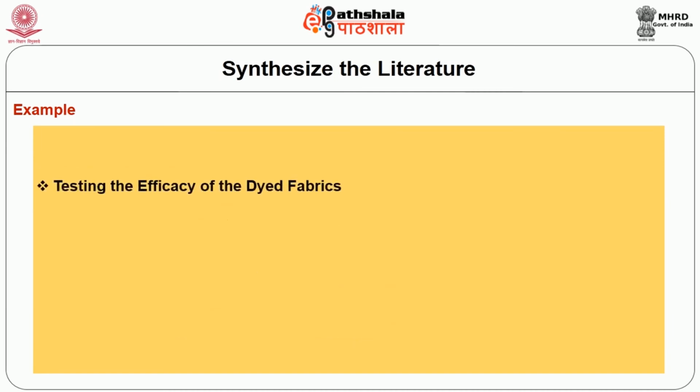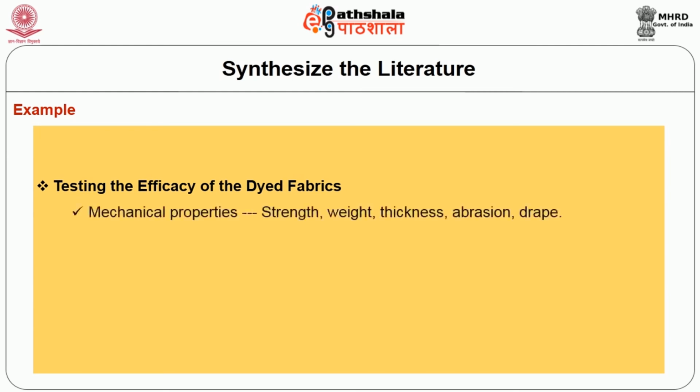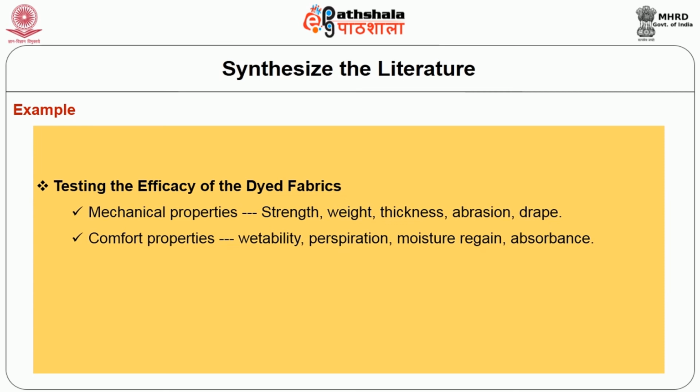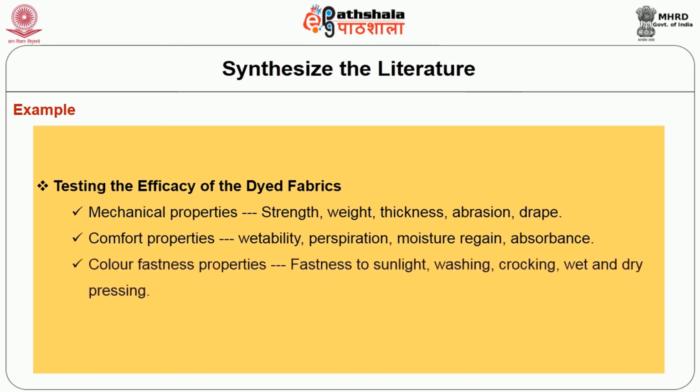The next subheading which could be related to the study is testing the efficacy of the dyed fabrics, which includes mechanical properties like strength, weight, thickness, abrasion and drape. Apart from that, comfort properties like wettability, perspiration, moisture regain and absorption can also be noted. Since the topic is related to dyeing, color fastness is one of the major aspects to be evaluated. Under color fastness properties, fastness to sunlight, washing, crocking, wet and dry pressing can be noted.